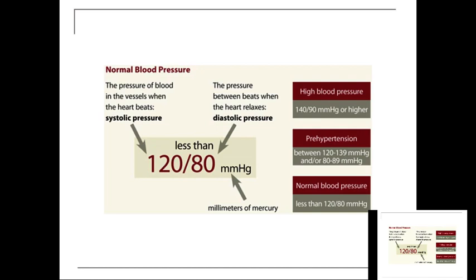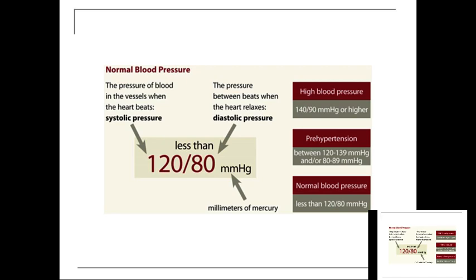So the blood pressure of the vessels when the heart is beating, the systolic number, the top number, we want less than 120. The pressure between the beats is diastole. That's when the heart is relaxing or the ventricles are relaxing. We want that pressure to be less than 80 millimeters of mercury. 120 over 80 or less than that.